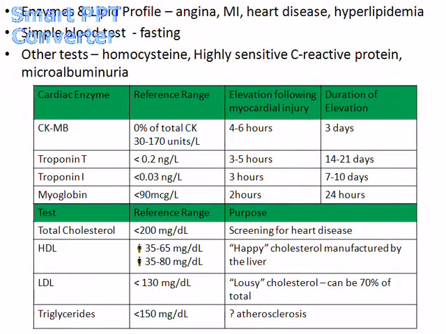The LDL, being the lousy cholesterol, should be less than 130. And in your textbook it says less than 180. So that's real specific. Anyways, you want it low. That LDL can actually make up to 70% of the total cholesterol, so we want that to be low. And then triglycerides themselves should be less than 150, and they can actually evaluate for atherosclerosis.